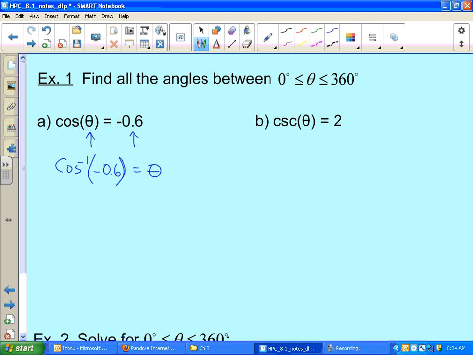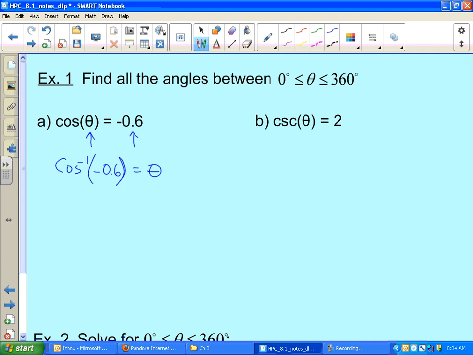Now cosine is the one where, remember, the range of an inverse cosine is 0 to 180, whereas inverse sines and inverse tangents are negative 90 to positive 90. So these answers could produce a theta that's actually not your reference angle. If it's in quadrant 2, it's not going to be your reference angle. If it's in quadrant 1, it is.